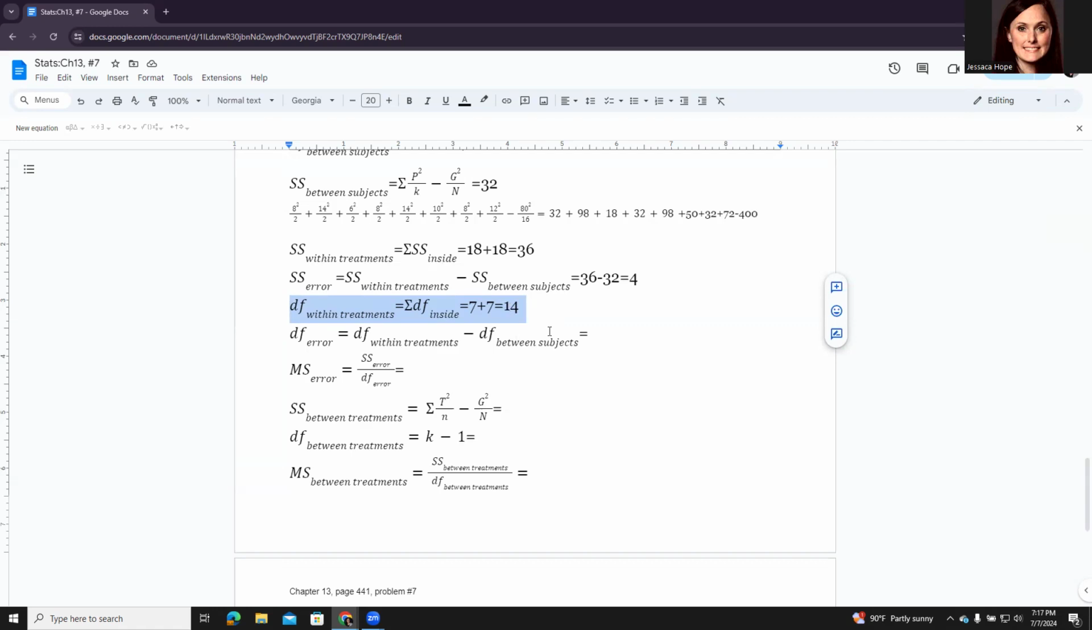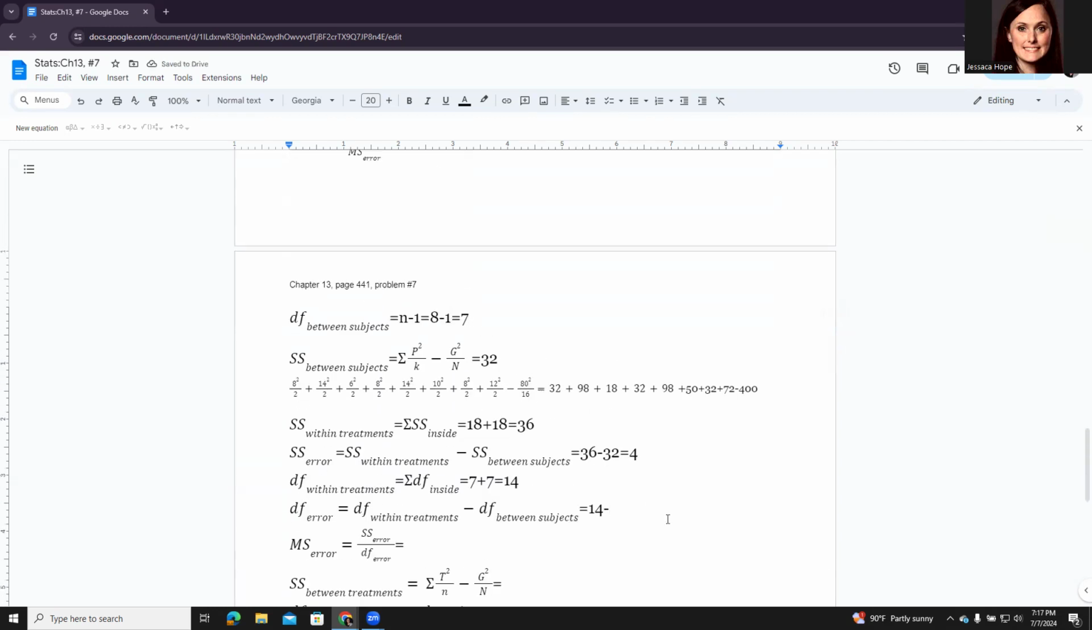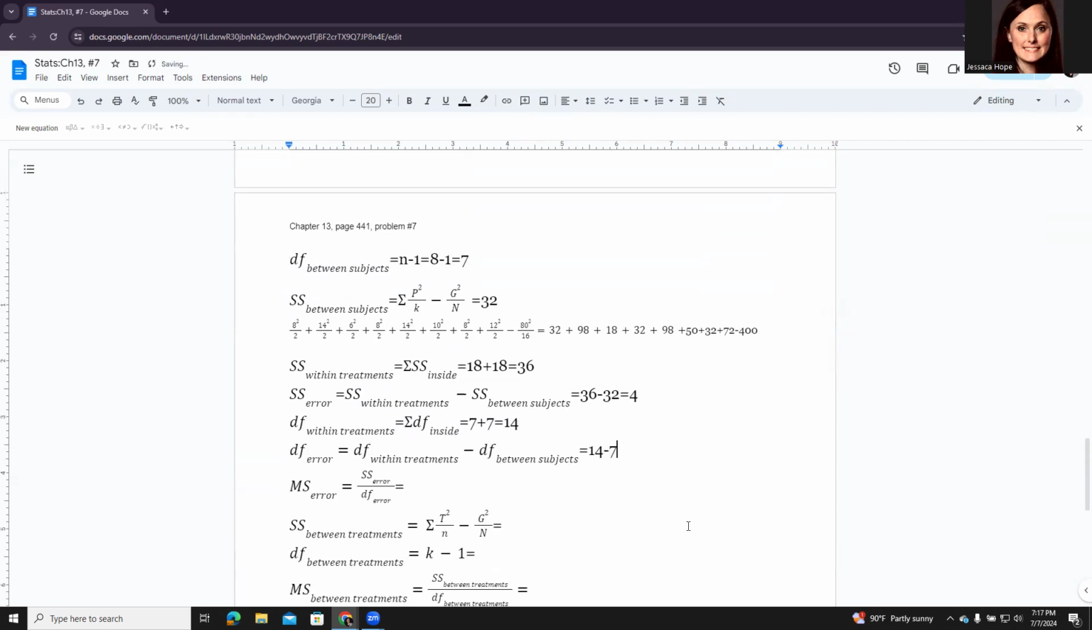So that equals 14. DF error is within treatments minus between subjects. So you know your within treatments is 14 minus DF between subjects, which is 7. So that equals 7. So DF error is 7.